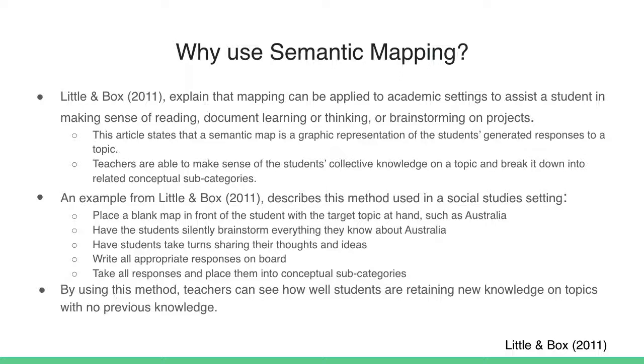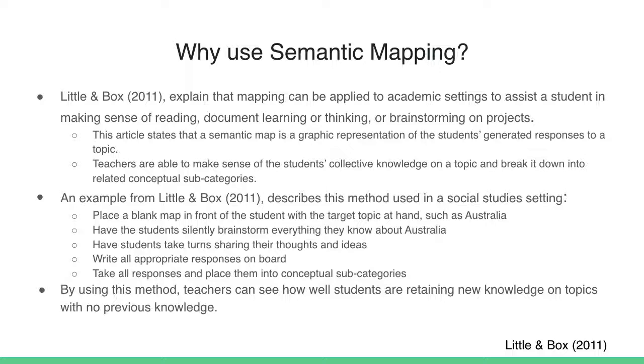So this one specifically says, some of the students said Sydney, Outback, kangaroos, koalas, Opera House, mountains, Great Barrier Reef, wombats, things like that. So those were some of the ideas that some of the students came up with as a group effort.